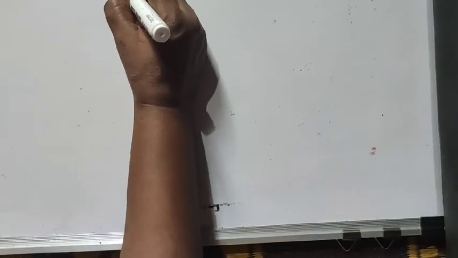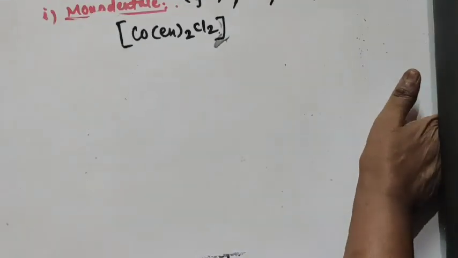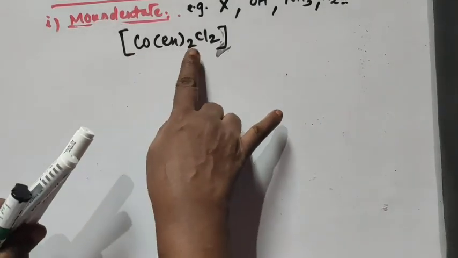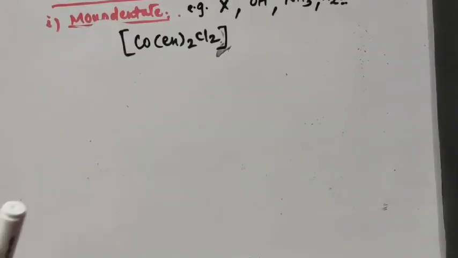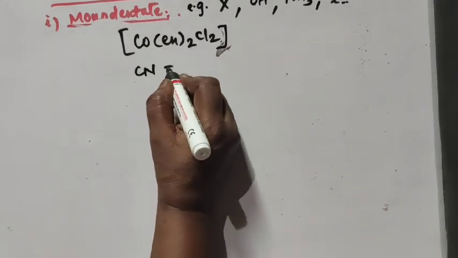We'll take one example, that is Co(en)2Cl2. So this is your complex, and you are supposed to find out the coordination number. In Co(en)2Cl2, what is the coordination number, CN?